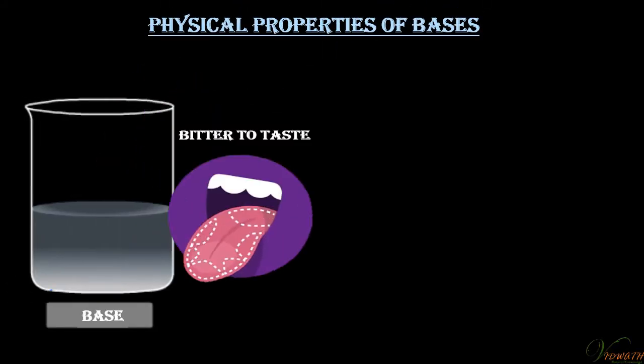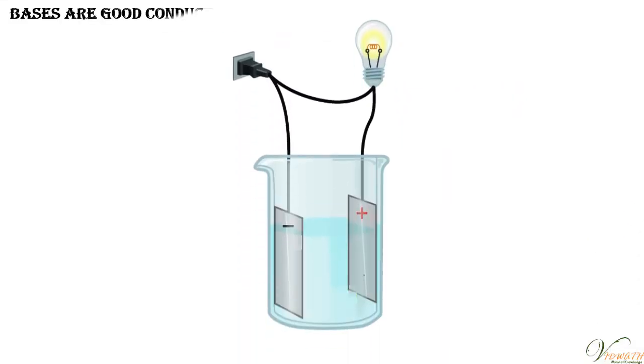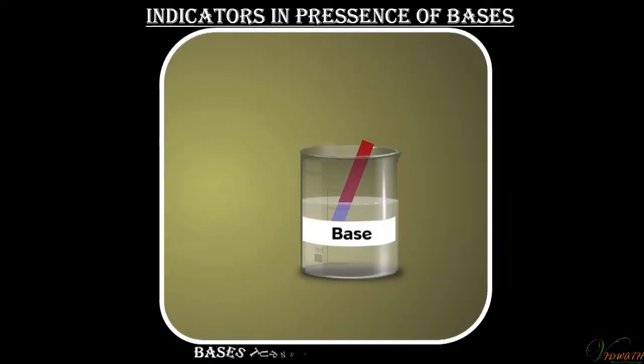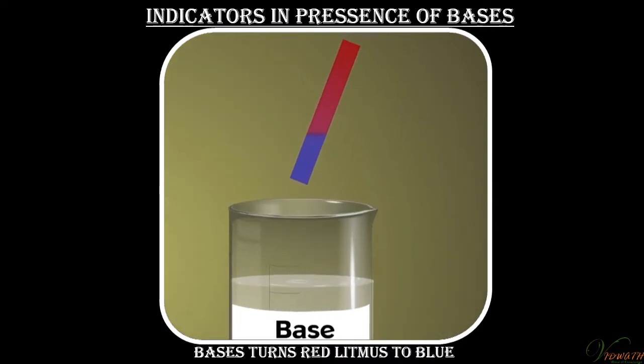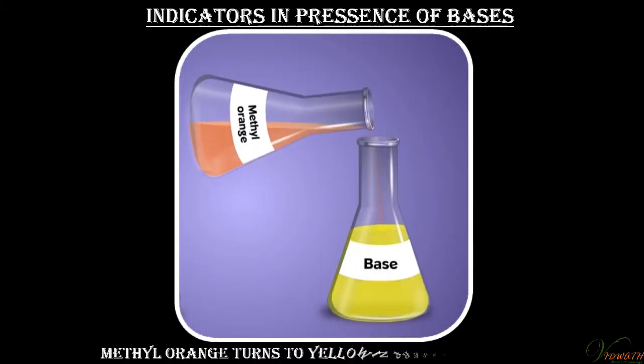Physical properties of bases. Bases are bitter to taste, soapy to touch. Bases are good conductors of electricity in aqueous solution. In aqueous solution, they release ions, which conduct electricity. Indicators in presence of bases. Bases turn red litmus to blue. Phenolphthalein turns pink in presence of bases. Methyl orange turns yellow in presence of bases.